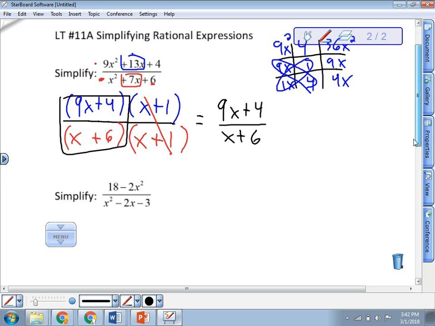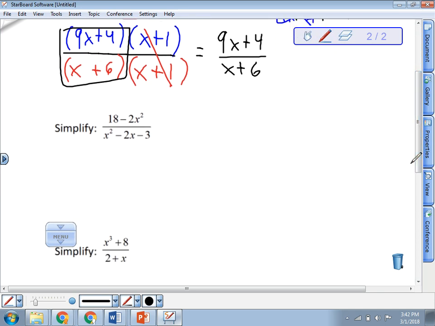Another example. We've got 18 minus 2x squared. First thing I'm going to do on top, I'm going to rewrite that. So I'm going to put the minus 2x squared first, and then the plus 18. And then that's going to be over x squared minus 2x minus 3. Well, so this one right here, on top, we want to factor out that negative. So when I do that, I'm going to take out a negative 2. I'll be left with an x squared minus 9. Again, taking out the negative factor changes that positive 18 to a negative.